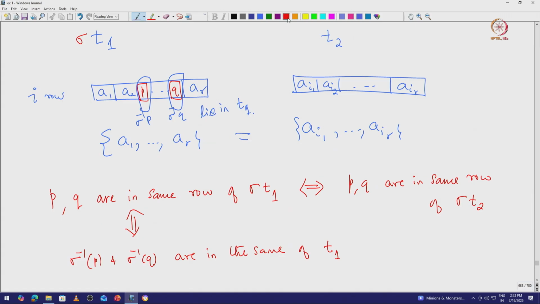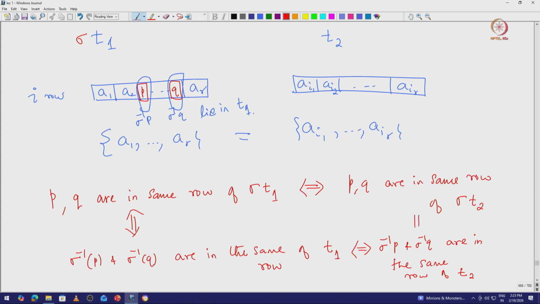Since T1 and T2 are related, that would imply, if and only if, that sigma inverse P and sigma inverse Q are in the same row of T2. So they are in the same row of T1, and sigma inverse P, sigma inverse Q must be in the same row of T2 since T1 and T2 are related. The rows of T1 and the rows of T2 are the same.